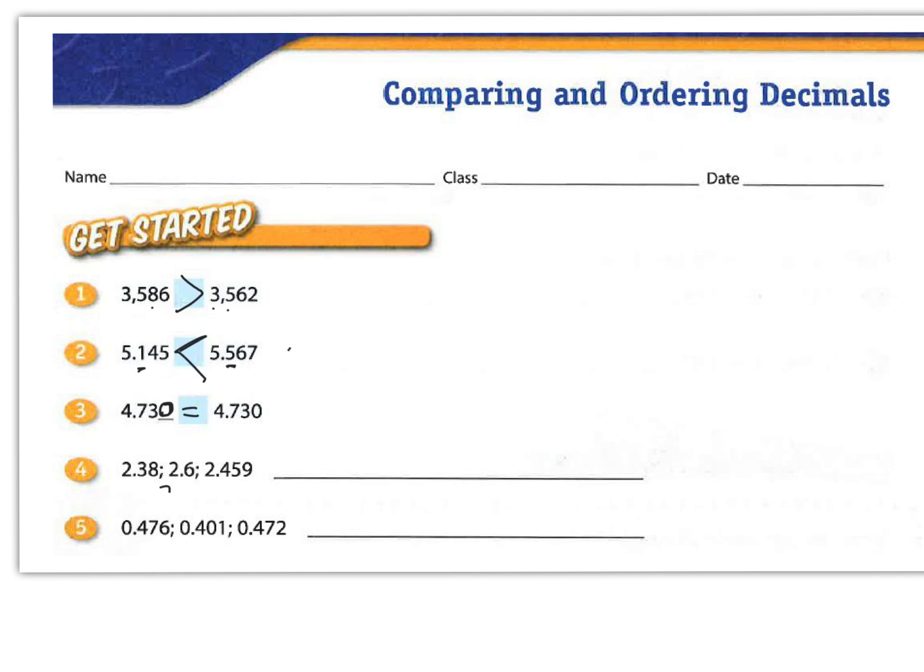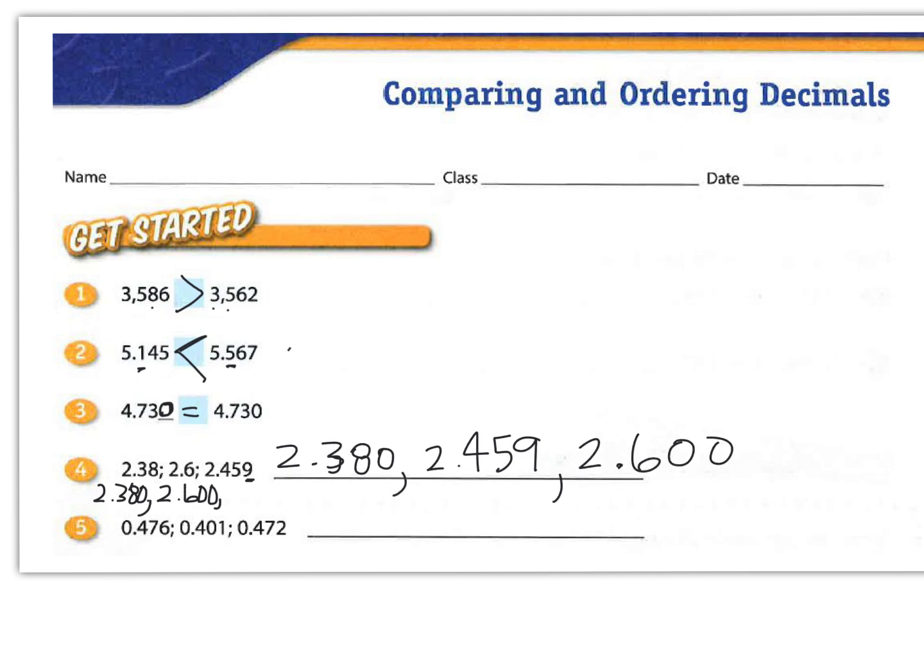So I'm going to make this one 2.600, and I'm going to make this one 2.380, because now they are all in the thousandths place. Well, the lowest one would be the 2.380. Then we have 2.459 and then 2.600, because we're comparing that tenths place and then it goes up in order.